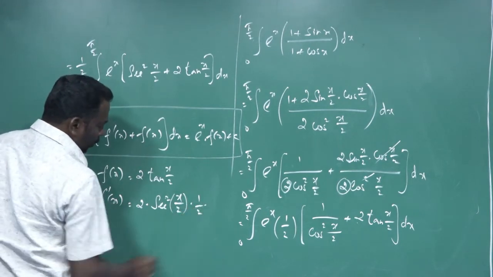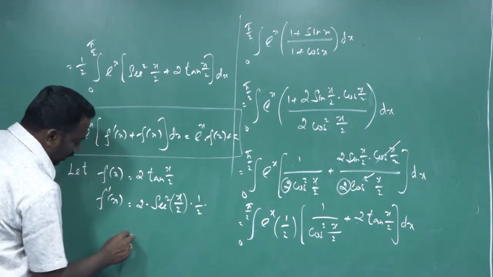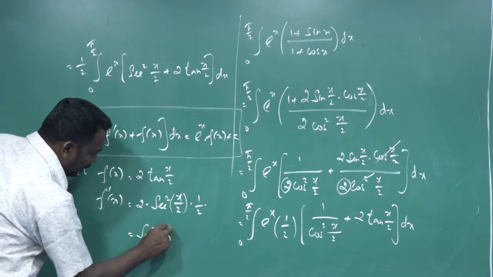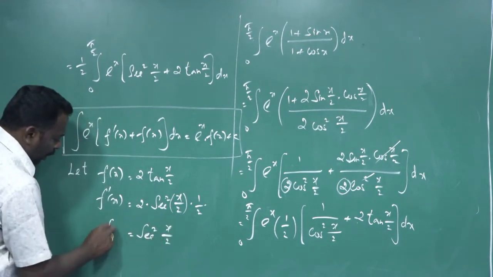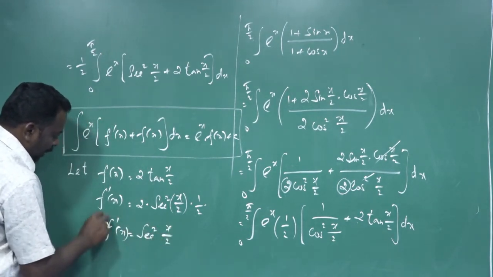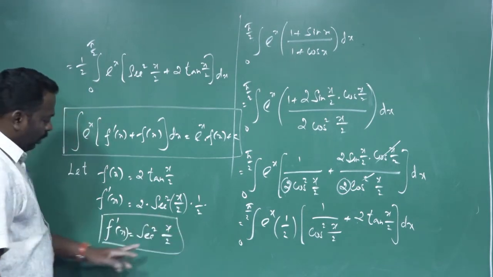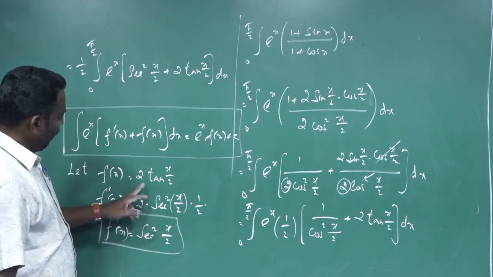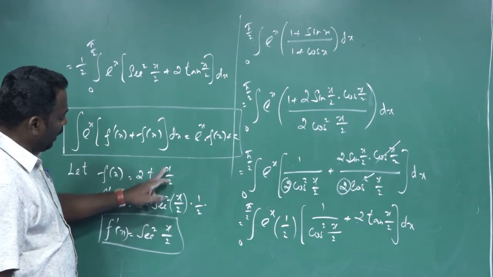Therefore into 1 by 2, the 2s are cancelled. That is equal to secant x by 2 remaining. That is called f dash of x. Therefore f dash of x equal to secant square x by 2, and f of x equal to 2 into tan x by 2.